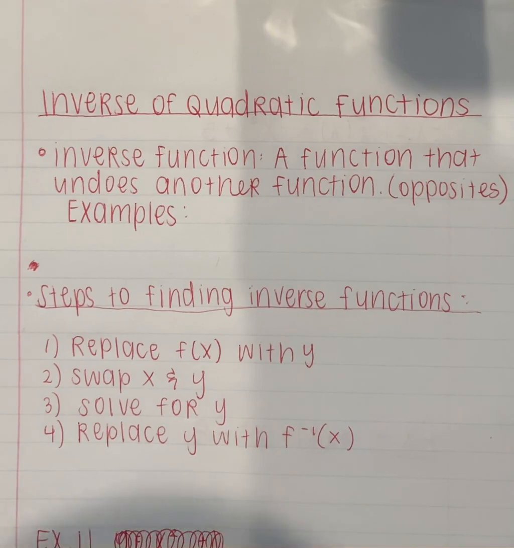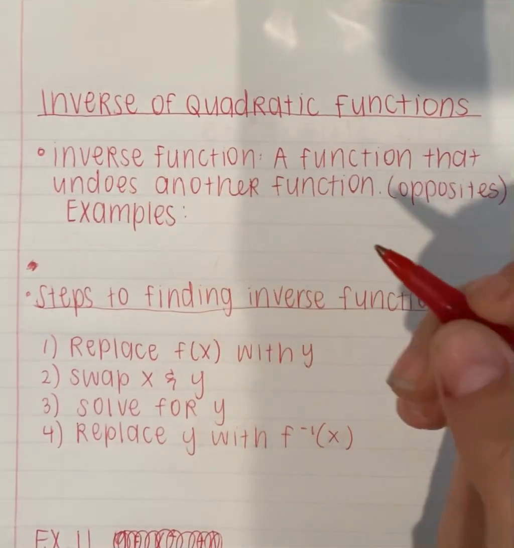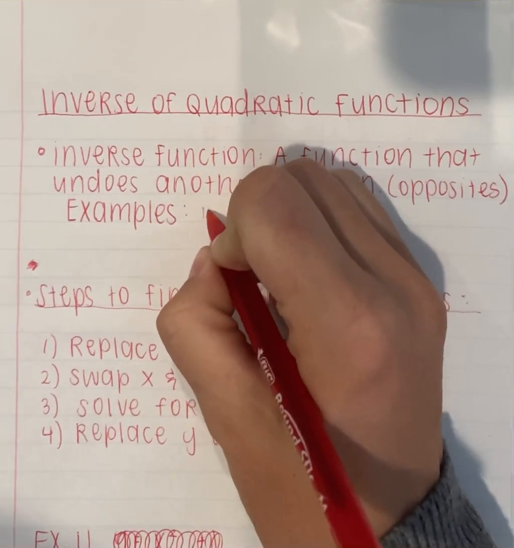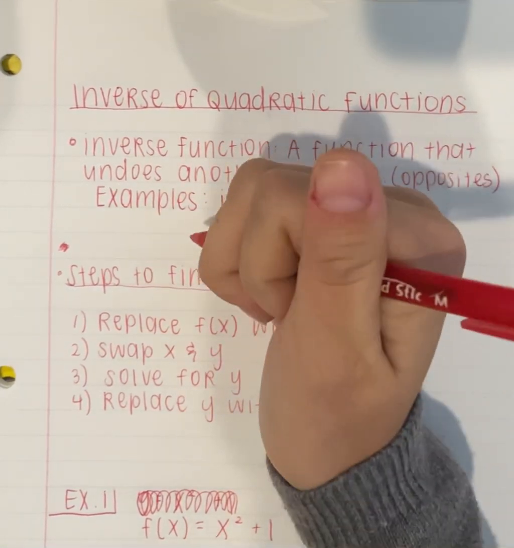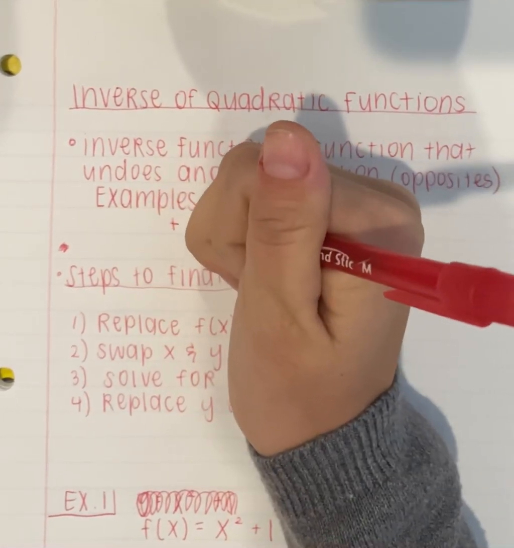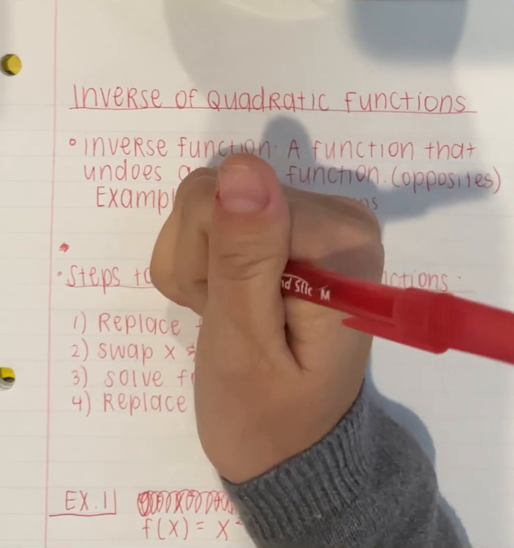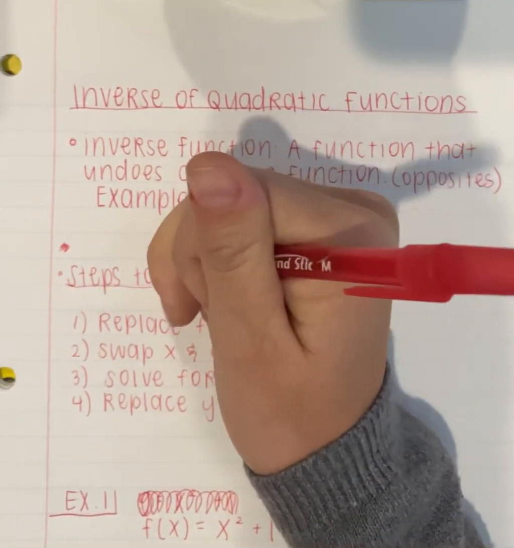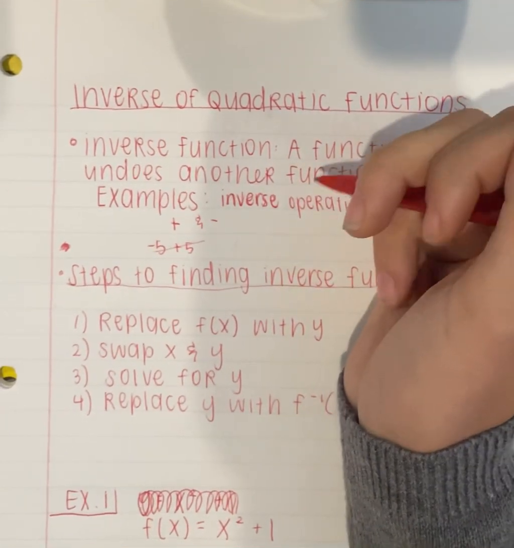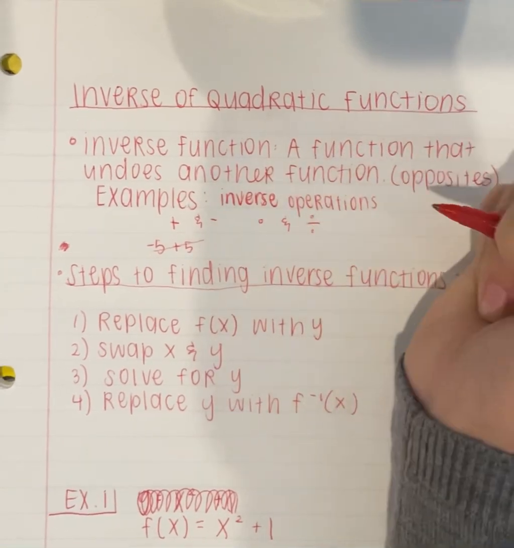So we're going to talk about examples, but really we're just going to talk about examples of inverse operations, okay? Inverse operations, like opposite operations. So like you have plus and minus. Those are opposite or inverse operations. They undo each other, right? So if you did minus 5 plus 5, they cancel each other out, right? They undo each other. Just like multiplication and division.